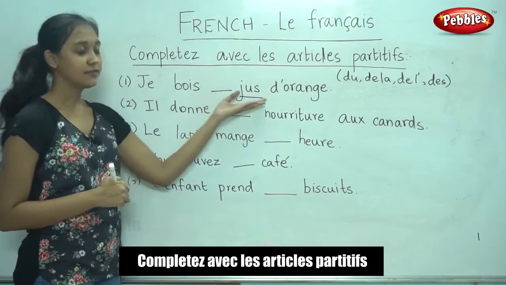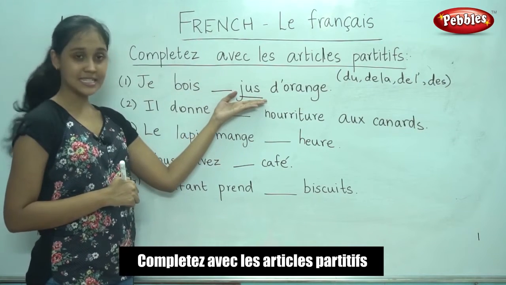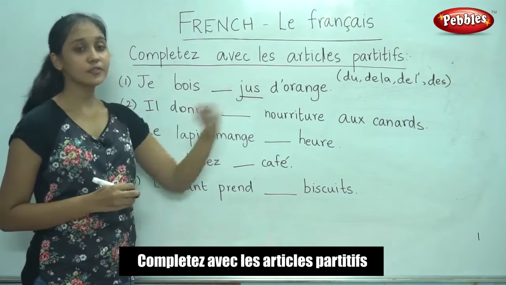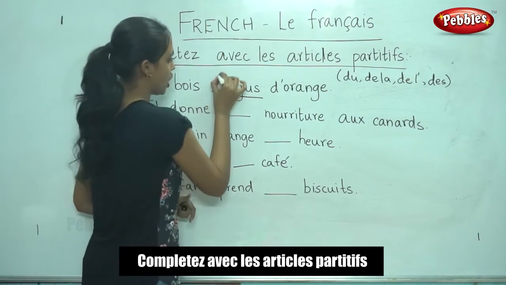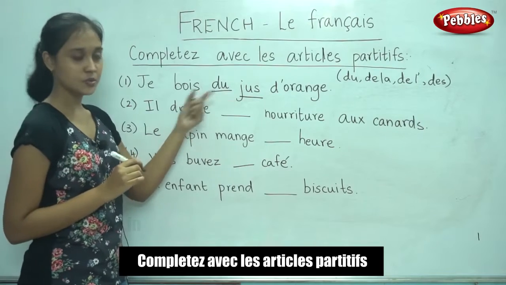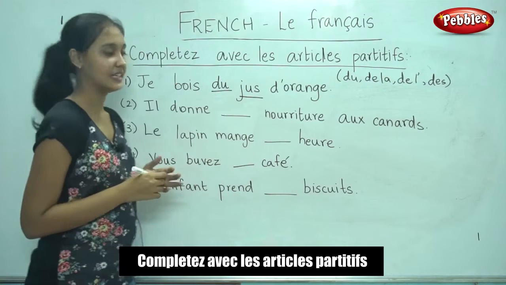So in the first sentence, our noun is jus. Now this is in the masculine form. So which of those 4 words would we write here? It is du. Okay, so it is very simple. This is just to refresh your memory of the partitive articles.